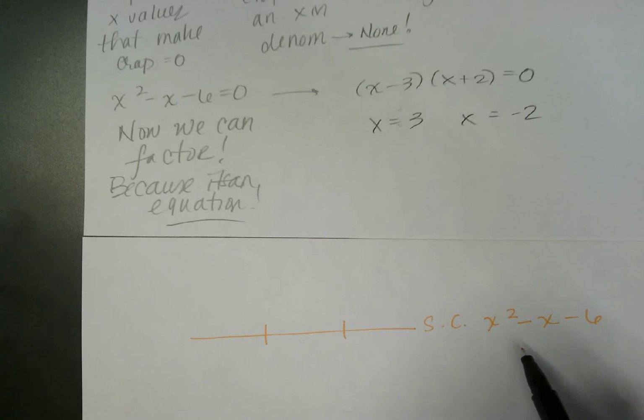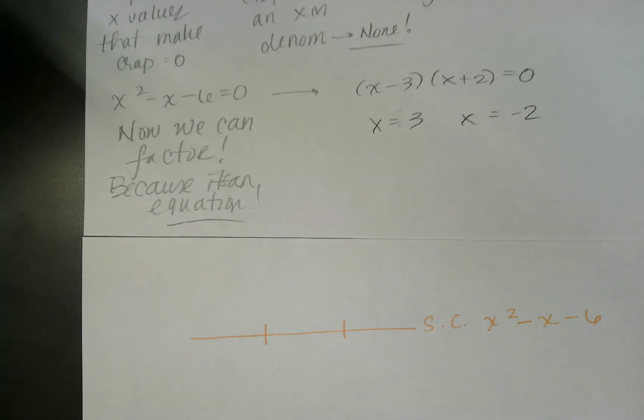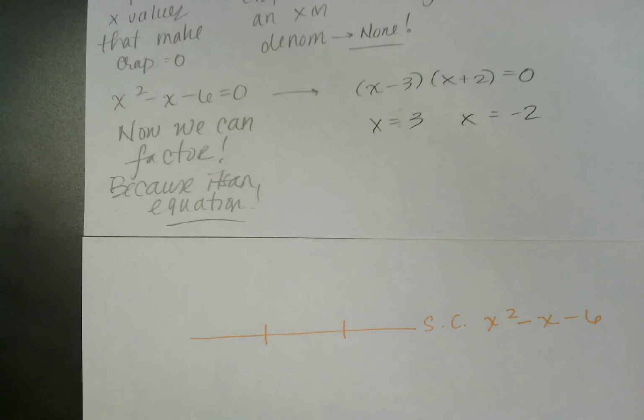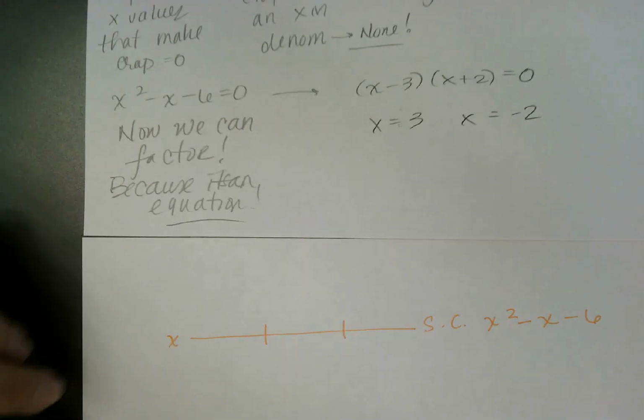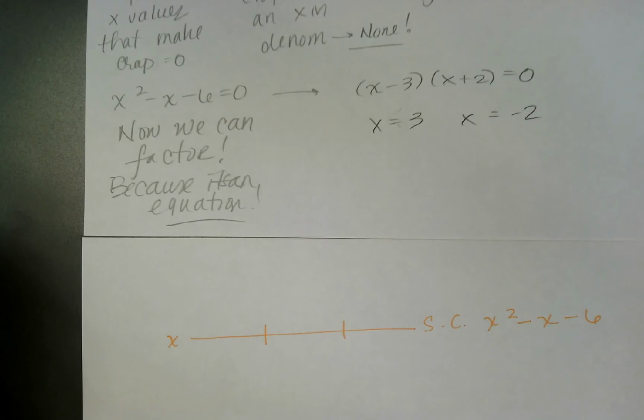Everything comes from your crap. People plug in stuff everywhere. When we get into Monday's lesson, you're not going to know where to plug it in. So label your sign chart. Your sign chart was based on this crap. Okay, so remember, go ahead. You don't have any bad numbers because there wasn't a denominator?